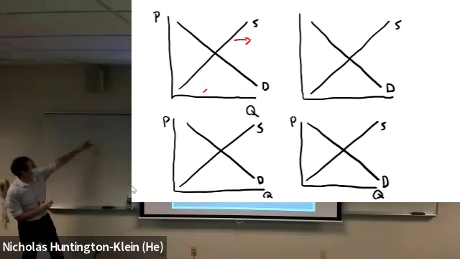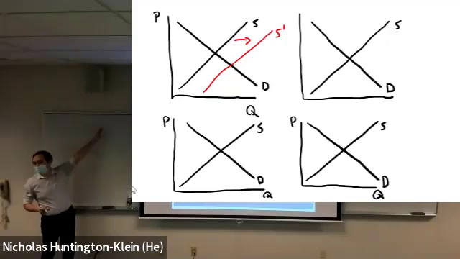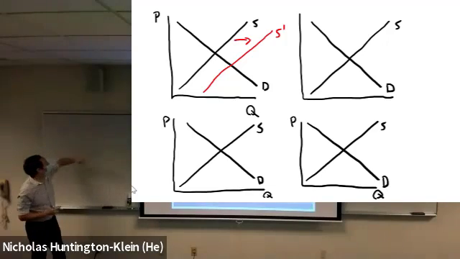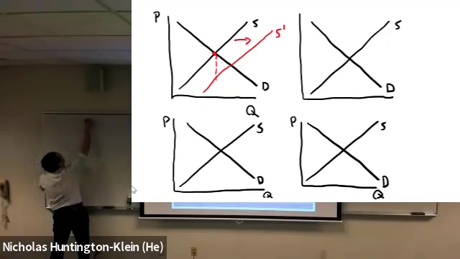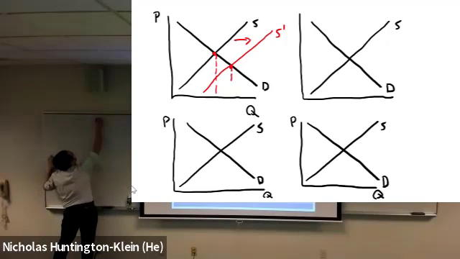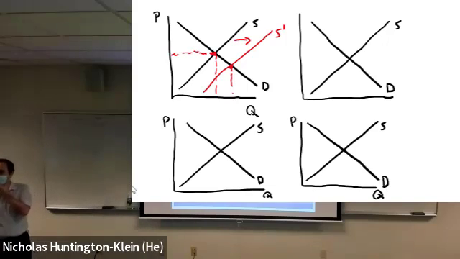So let's take a supply shift to the right. We want to mark this S prime. That's how economists say this is the new one. We shifted from this one to this one. This is an increase in supply. So at the same price, people want to make more of this thing.